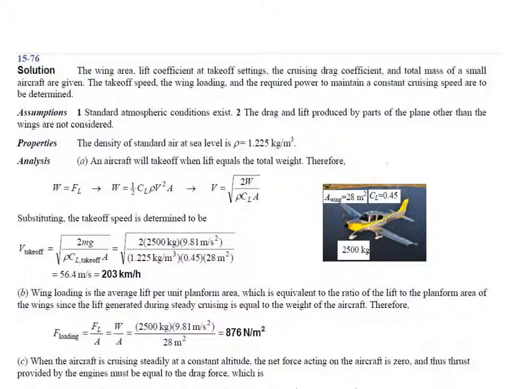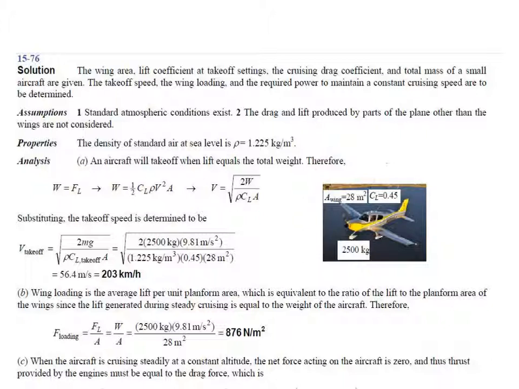Now, it's important to realize an aircraft will take off when the lift equals the weight. Therefore, the weight of the aircraft is equal to the force of lift at the moment of takeoff. So we equate the weight with the lift force. The velocity now is in fact the velocity at which the aircraft will generate sufficient lift. We make V the subject of the formula.